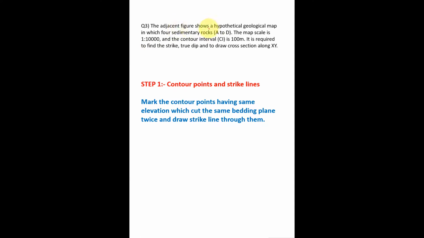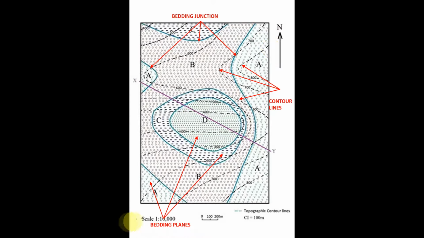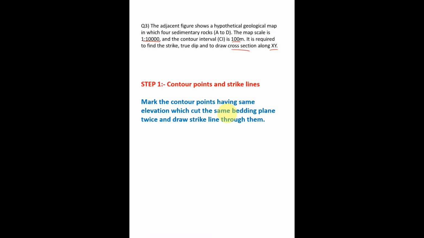The question is that the adjacent figure shows a hypothetical geological map in which 4 sedimentary rocks A to D are there. The map scale is 1:10,000 and the contour interval is 100 meters. It is required to find the strike, true dip and to draw a cross section along XY. Right? So you can see that the scale here is 1:10,000 and this XY is the line along which you need to draw the cross section of this map.